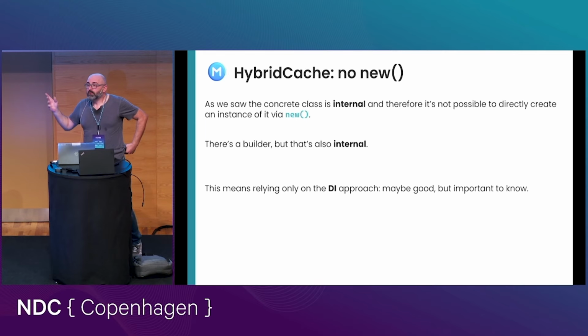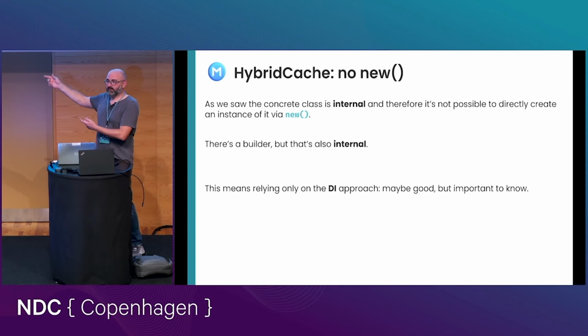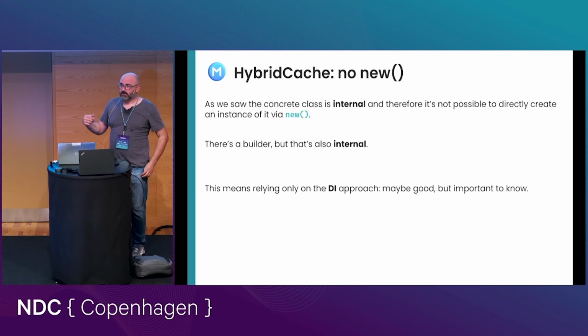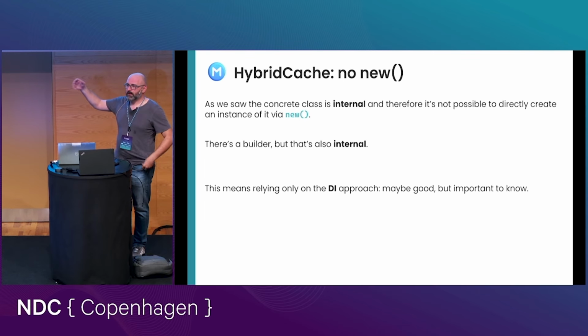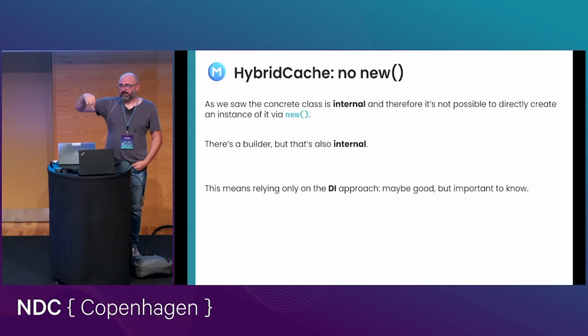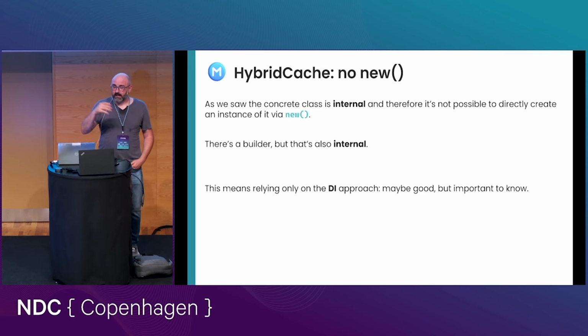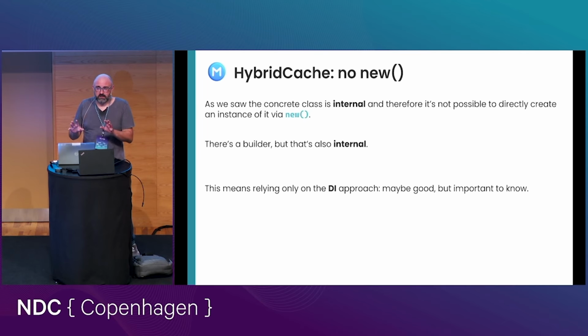First thing, no new. You cannot new up a HybridCache because the class is abstract, the abstraction. And as we saw, the implementation is internal. So you cannot do new and create even one direct instance. There's a builder, that's true, but the builder itself is also internal, so you cannot do that. So we need to rely only on the interface, which may be cool, absolutely, but you need to know because it may have some limitations.